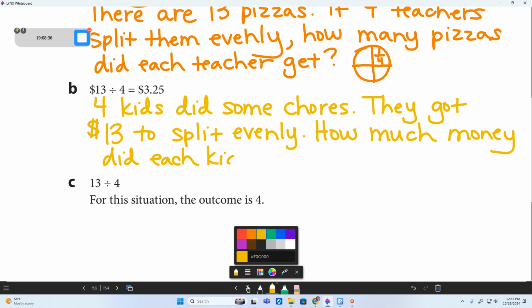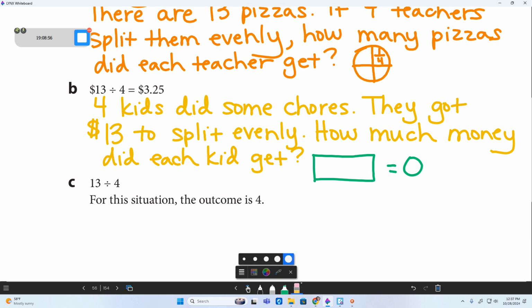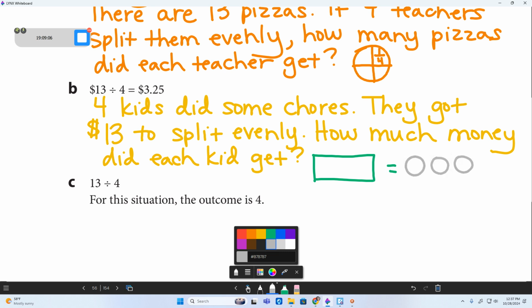Now, we already know that the answer is 3 remainder 1, but you would never say, we each get 3 remainder $1. Like, that sounds so weird. You would take that extra dollar, and isn't a dollar the same thing as 4 quarters? So imagine splitting that dollar and saying a dollar is the same as 4 quarters. So if there was a dollar left and you were splitting it between 4 kids, each kid would get like a bonus quarter, right? So instead of 3 remainder 1, you could say $3.25. All right, 13 divided by 4.